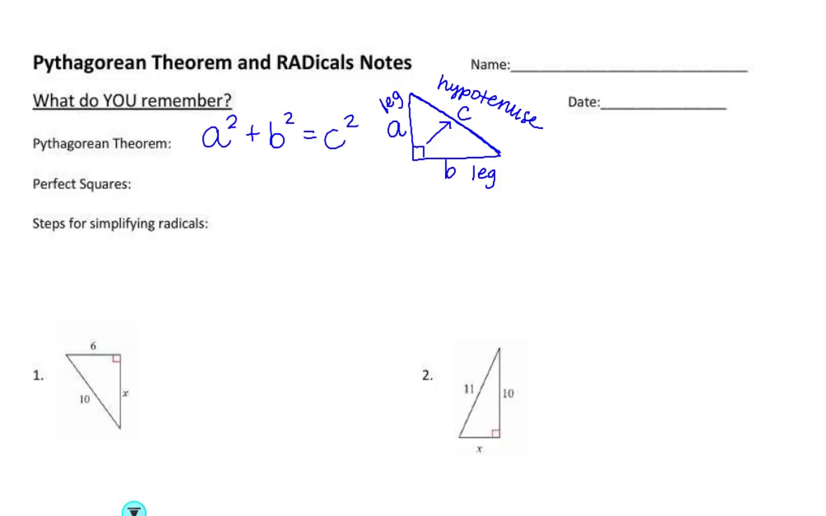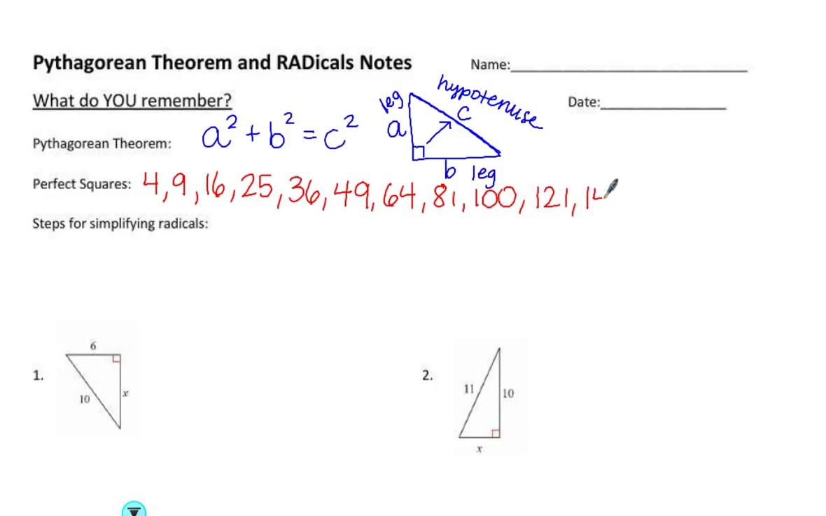Next thing we want to write down are the perfect squares. So if you remember that nice list we went through earlier this year, the way that we get that is by multiplying a number by itself. So 2 times 2 is 4, 3 times 3 is 9, 4 times 4 is 16, and so forth. So we're going to list all those out. 36, 49, 64, 81, 100, 121, 144, 169. We'll stop there.